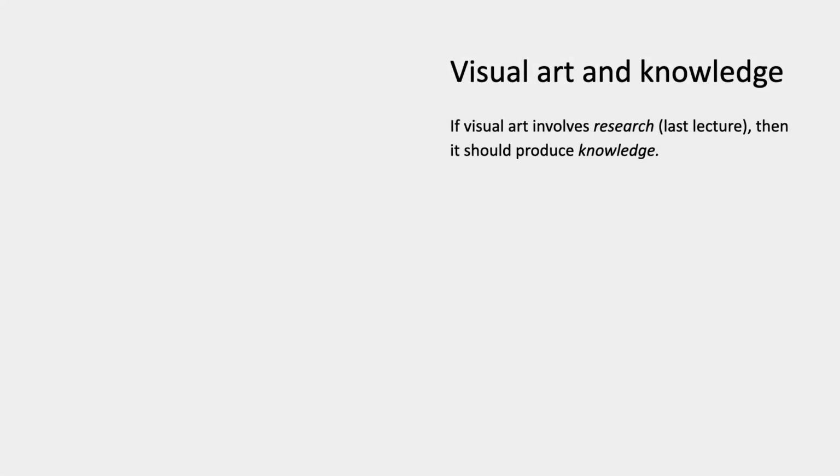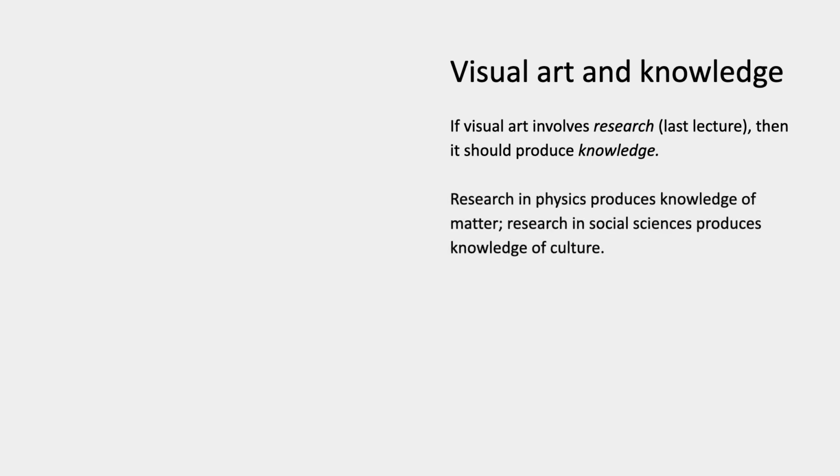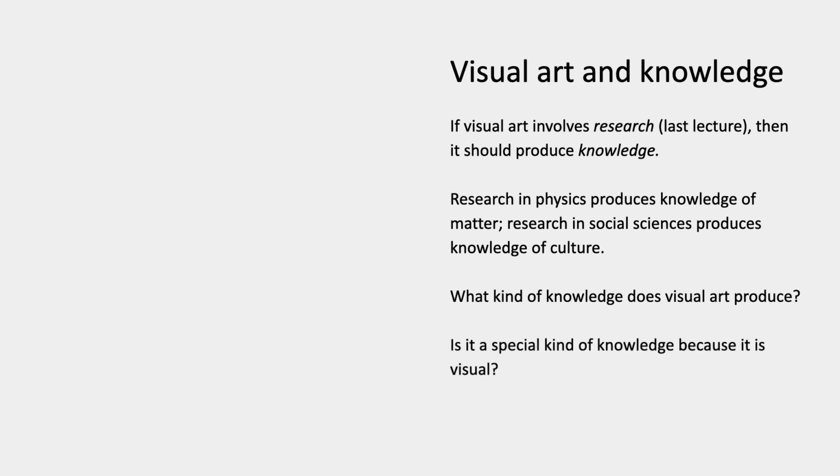If visual art involves research, as in the previous lecture, then it should produce knowledge, because all research produces knowledge by definition. Research in physics produces knowledge of matter. Research in social sciences produces knowledge of culture. It's not clear, however, what kind of knowledge visual art produces. It's possible that it's best to think of it as a special kind of knowledge because it's visual, but then it's not clear exactly what that means, kind of knowledge.